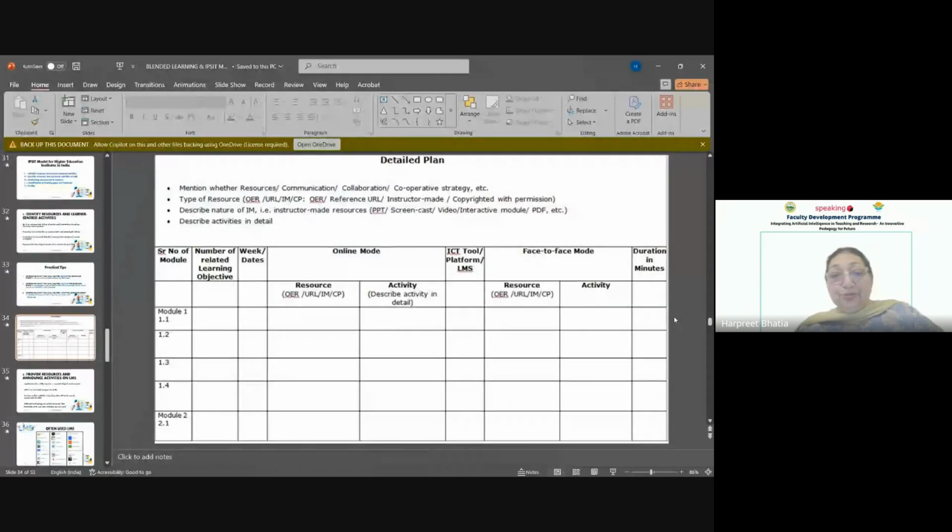This is the structure which has been given by the NEP, and a detailed plan about how you're going to be teaching each module. What are the different resources, online and offline, that you're going to be using? And what is the activity that you will be doing with the resource that you've taken online and the resource that you've taken offline? So what kind of resources are you going to be using? Is it going to be instructor made? It's going to be online.